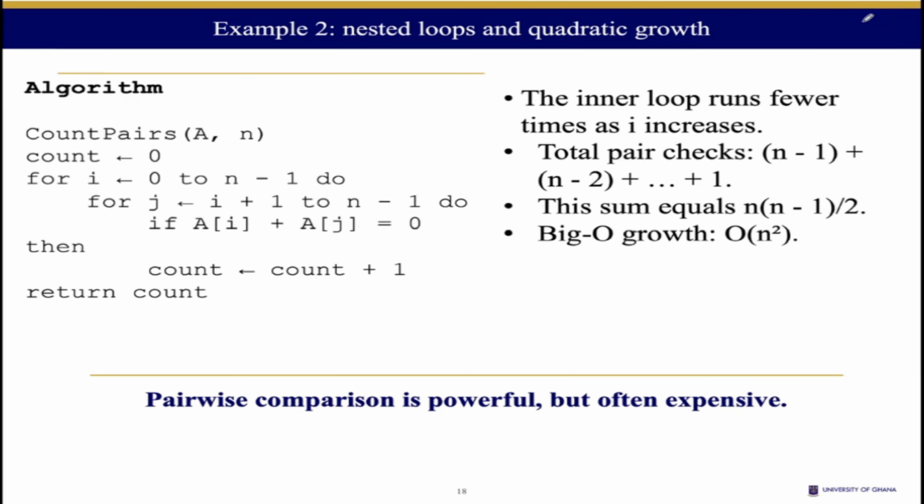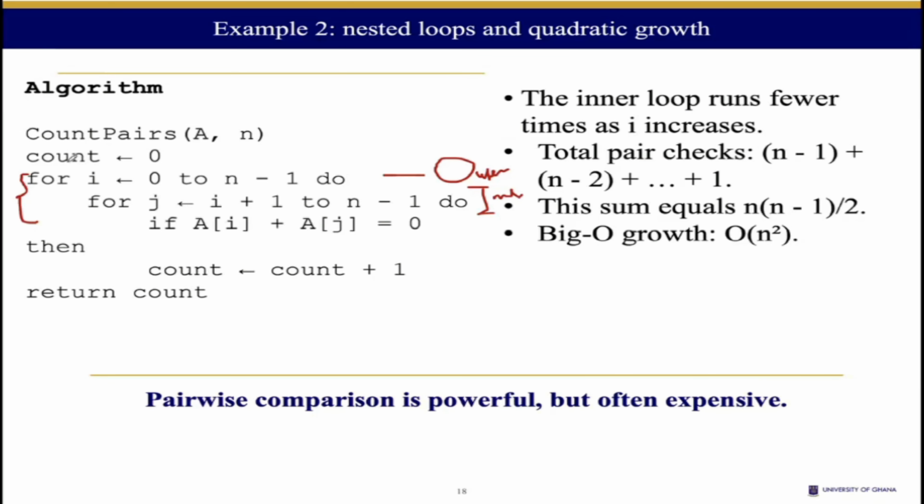So now we have another example. I have nested loops. Nested loops means I have two loops. The big O here is the outer loop, and the big I here is the inner loop. Now, when you look at this algorithm, we are counting pairs. We still have an array and the input size.